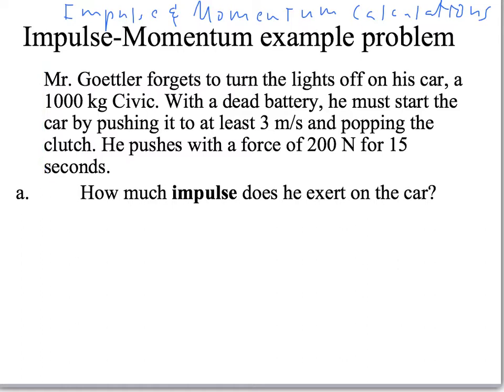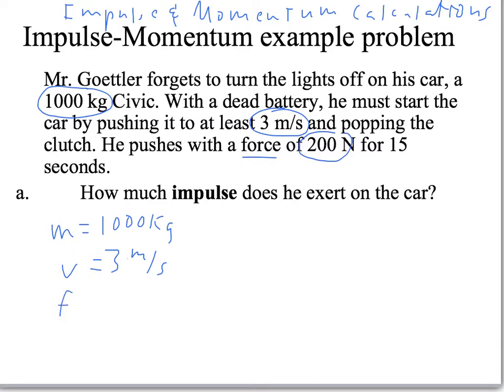All right. Now that you've had a chance to copy down this situation, let's do what I'm hoping you are all getting used to doing. Let's circle key information and write it down on the bottom. 1,000 kilograms. We don't even know what the problem's asking us yet, but we should at least start to identify our variables. So that's mass. I see 3 meters per second, and I know that's velocity. I see 200 newtons, which is called force. So I can say force equals 200 newtons. And I see 15 seconds, so that's our time interval.